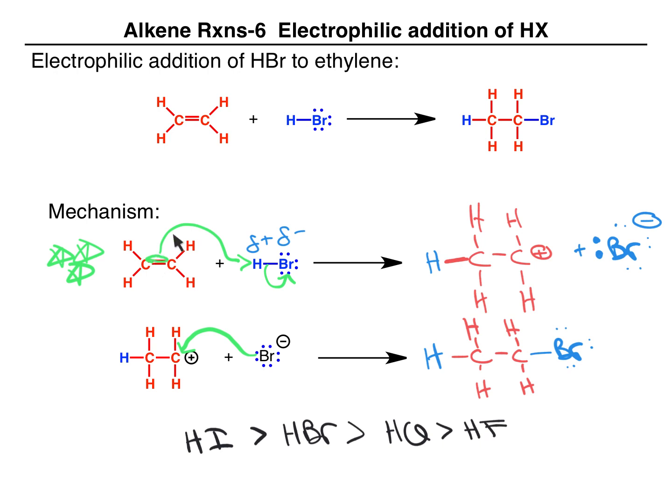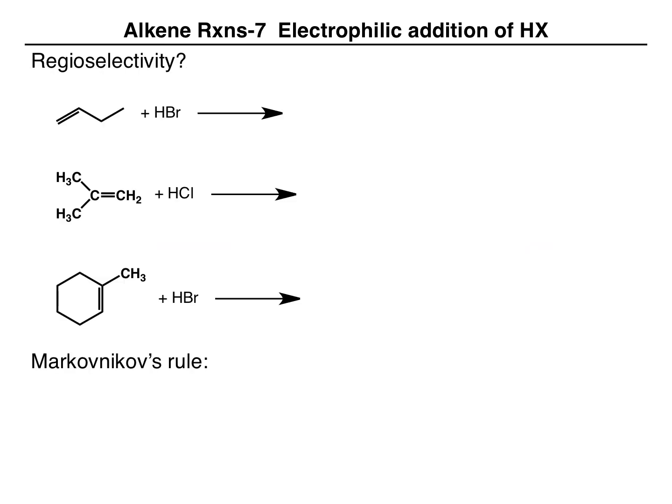We say that this acts as a nucleophile. We could also think of it from the perspective that this is acting as a base grabbing off a proton. And so the relative acidity is going to be the same as the relative reactivity with an alkene. Let's look at a few examples and try to determine whether the proposed mechanism can account for the observed regioselectivity.